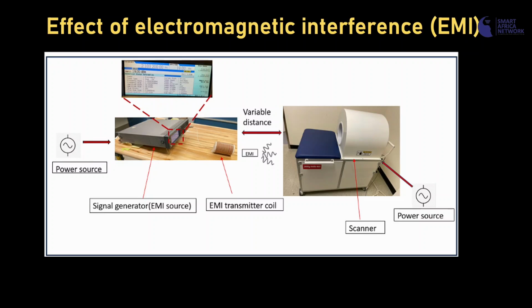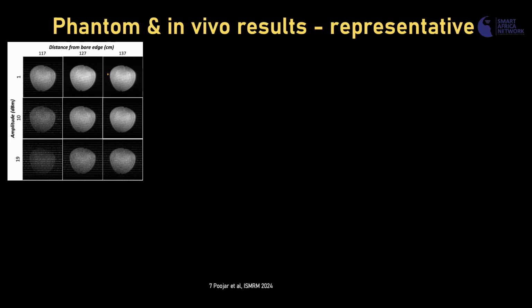Here's the effect of electromagnetic interference at low fields, given that the body does act like an antenna and pick up different sources. You see the setup containing a power source, a signal generator, a coil, which we call the EMI transmitter coil, that we hooked up to the signal generator, and we had it at a variable distance. And we also did experiments in different orientations, but when it's placed right in front of the scanner axially. The results of the EMI experiment are shown here.